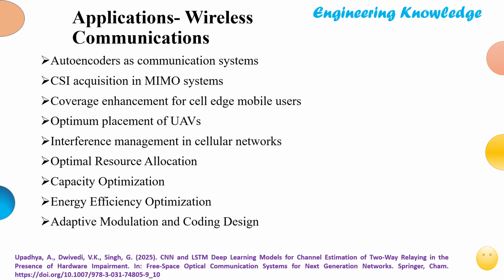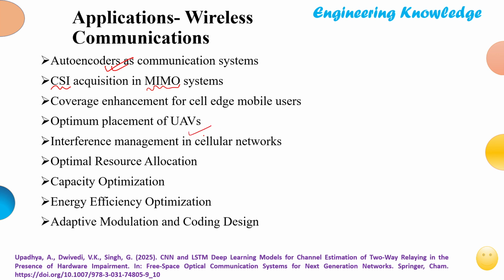But for this course, we are interested more in how we can apply this in wireless communication systems. Autoencoders have been established as communication systems. We'll see how autoencoders can encode and decode, and as an end-to-end communication system, train the network to understand the underlying channel models. Channel state information acquisition for massive MIMO systems is a very open problem. Coverage enhancement for cell edge mobile users is also being done using artificial intelligence or deep learning models.